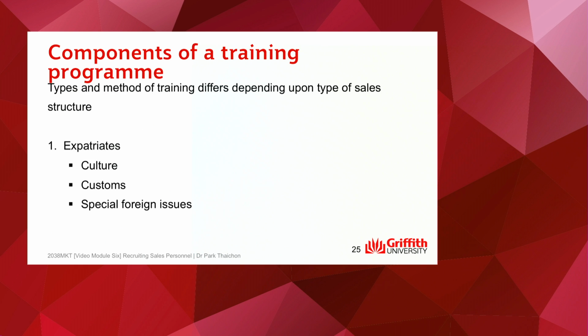Right, let's have a look at the components of a training program. What should be the focus of training? Basically, the focus of training should be the type of personality and their needs. Why do they need it? What do they need, and what is their personality? So we train according to the needs of our client or the needs of the seller.